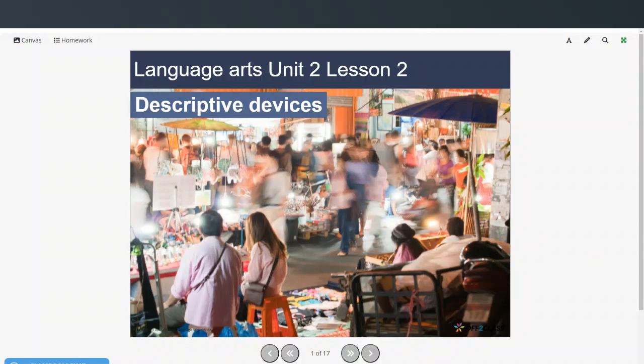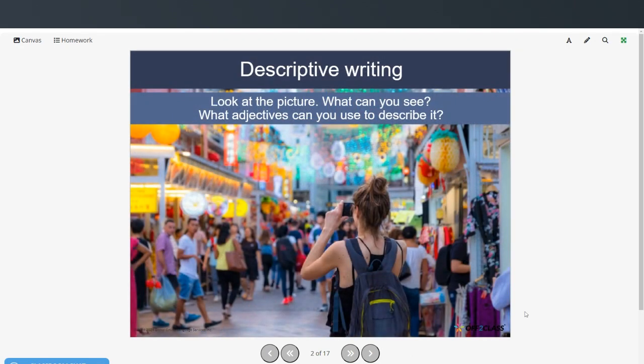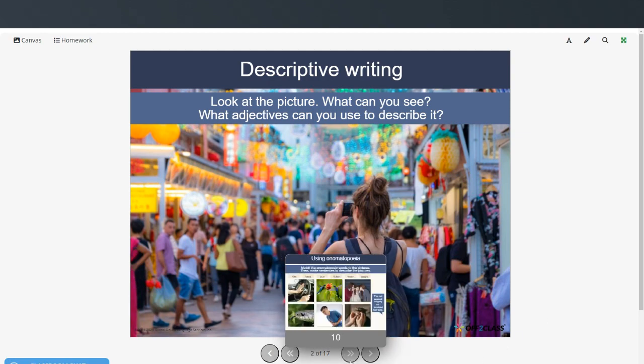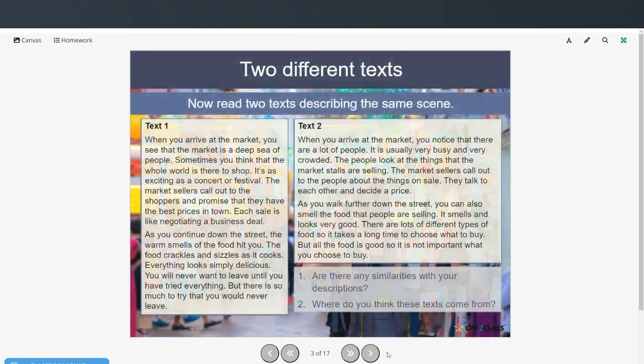This is a B1 level lesson on language arts, and today we're going to talk about descriptive devices. So look at the picture. What can you see, and what adjectives can you use to describe what you see? All right, we're going to read two different texts describing the same scene, and then we'll answer the questions. And you can pause the video and read on your own, or you can follow along as I read.